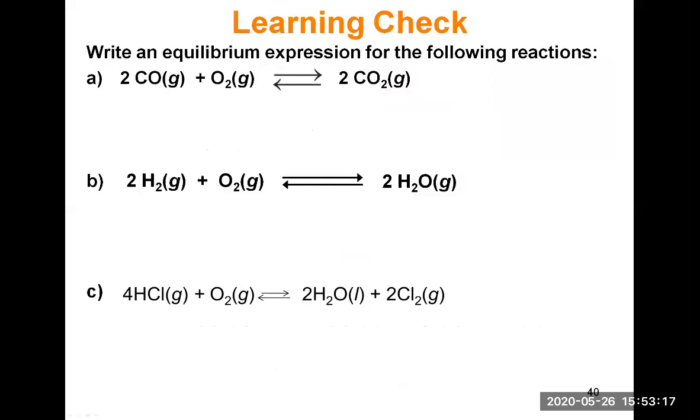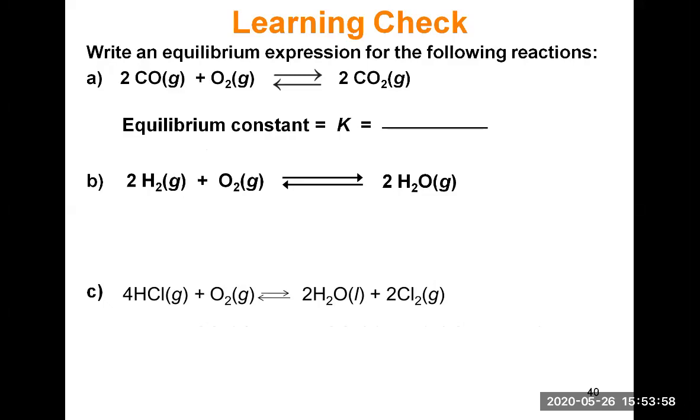So let's go through a learning check to practice writing equilibrium constant expressions using those chemical reactions. So the first reaction is having 2 molecules of CO plus 1 molecule of O2, both in their gas phase, in equilibrium with 2 molecules of CO2, also a gas. So let's write the equilibrium constant for this chemical equation. So the equilibrium constant is the concentration of the product over the concentration of the reactant.